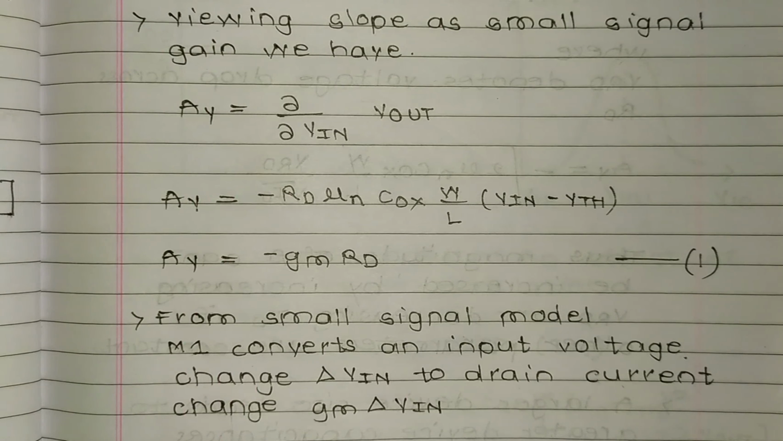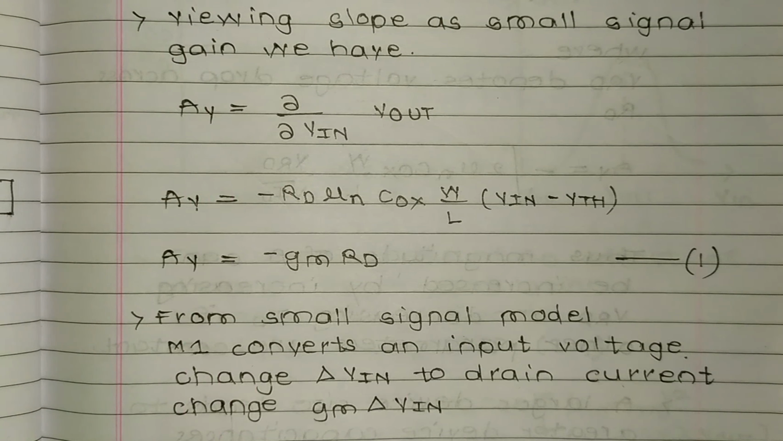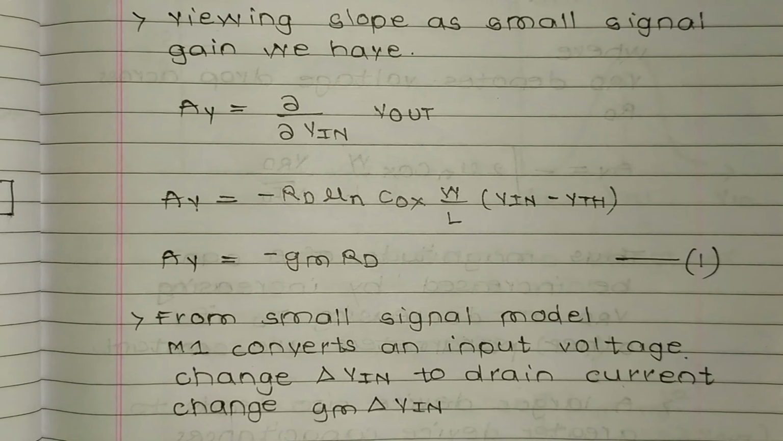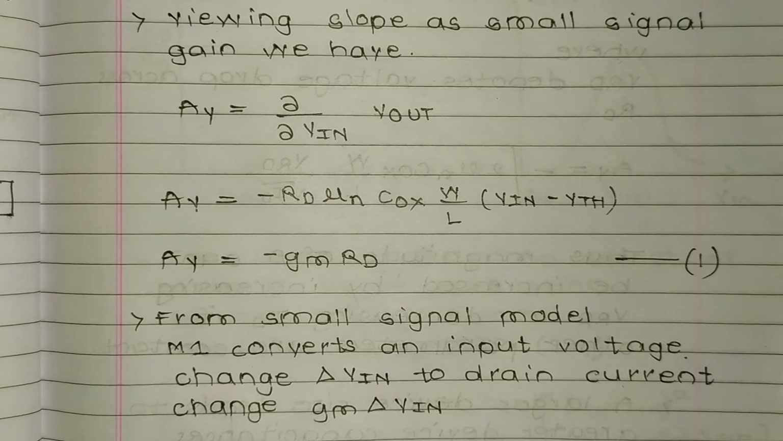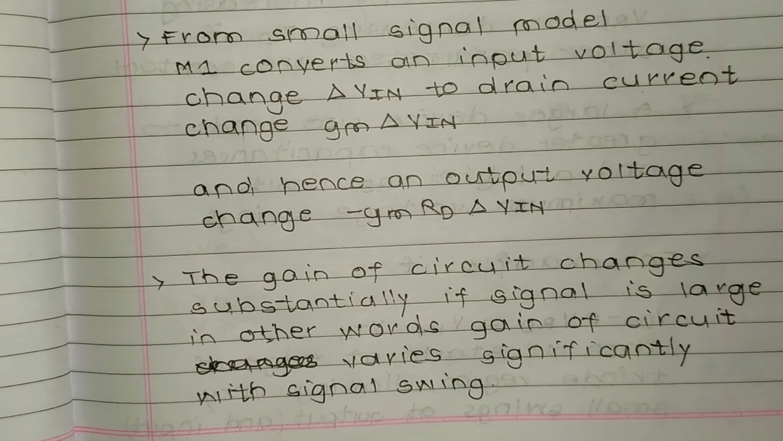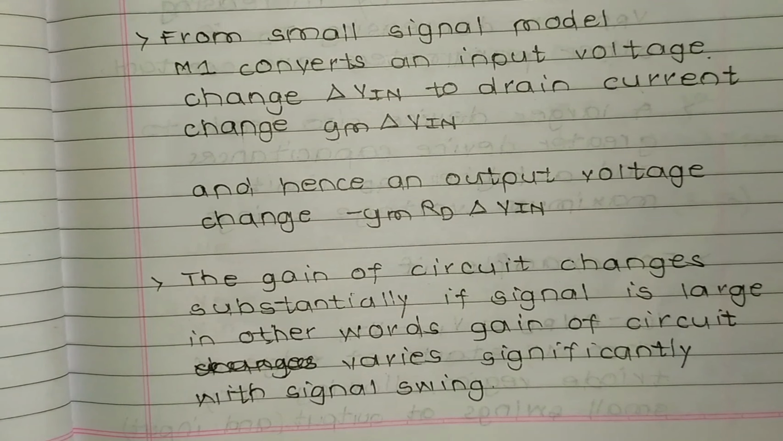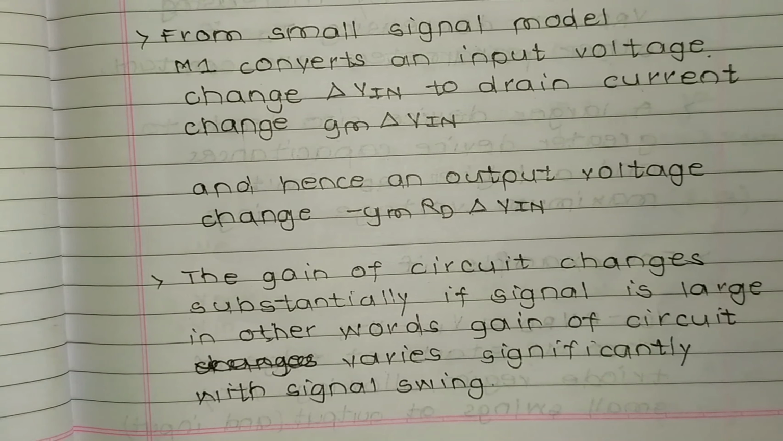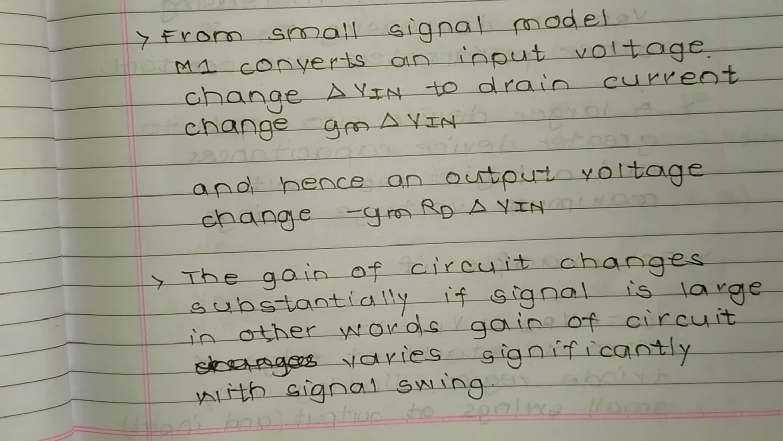Viewing the slope as the small signal gain, we have Av equal to delta Vout by delta Vin. Then Av is equal to minus RD mu n Cox W by L (Vin minus VTH), so Av is equal to minus gm RD. This is the gain Av. From the small signal model, M1 converts an input voltage change delta Vin to a drain current change gm delta Vin, and hence an output voltage change of minus gm RD delta Vin.